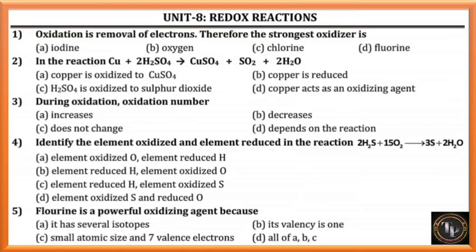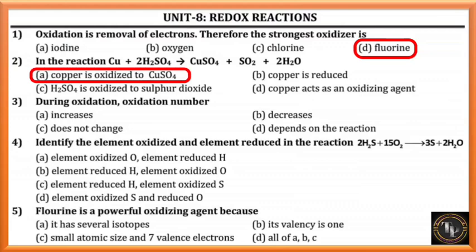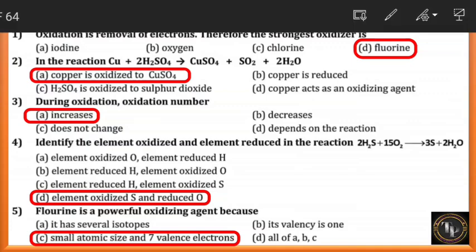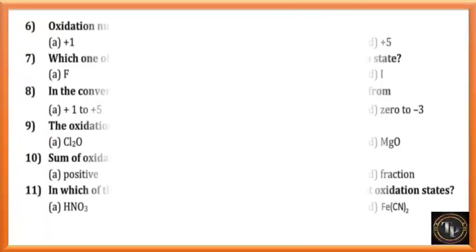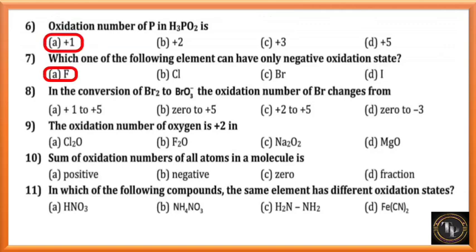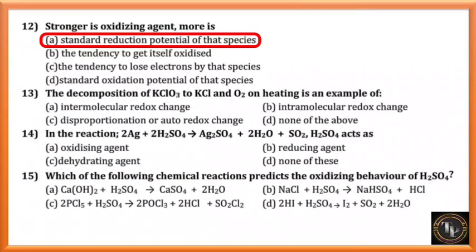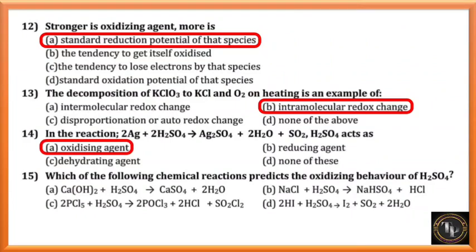Next chapter, redox reaction. Oxidation is removal of electrons, therefore the strongest oxidizer is fluorine. In a reaction, they're asking copper is oxidized to copper sulfate. If you want, you can take a screenshot, guys. Next questions, these are the answers, because it is impossible to explain each question, guys. So I'm just giving the answers, and you take a screenshot of each question's answer. If you have any doubts, you can ask in the comment section. I will try to solve it.